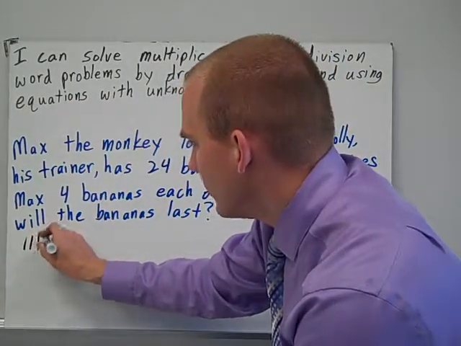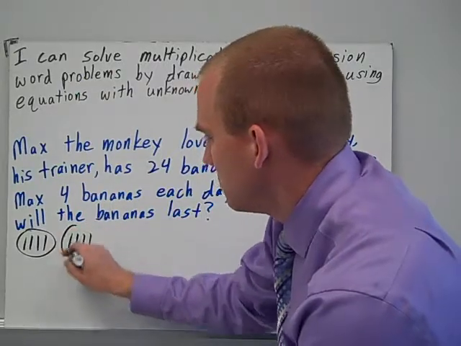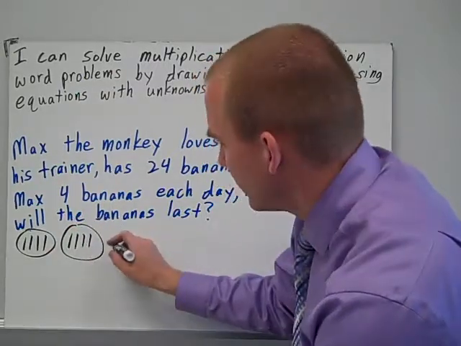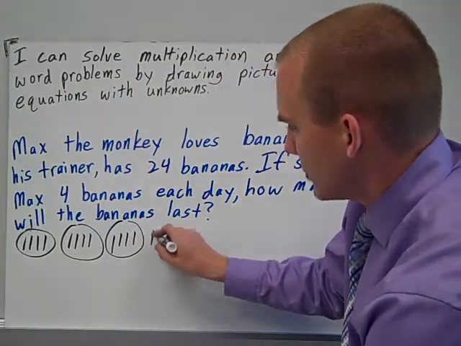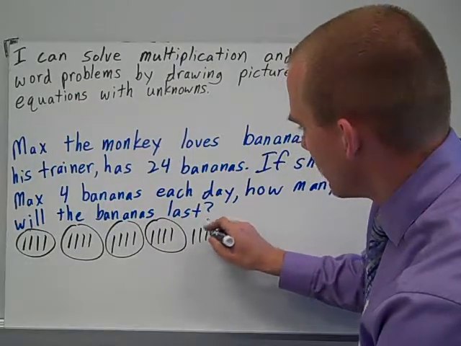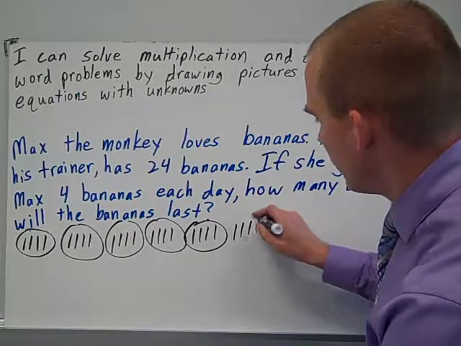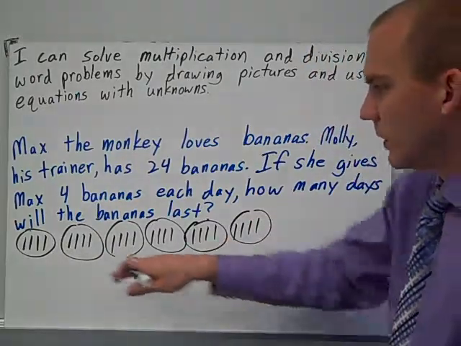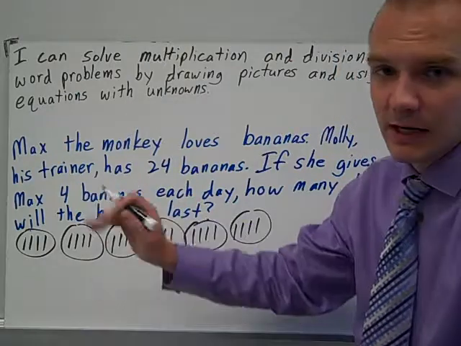1, 2, 3, 4. Okay. 5, 6, 7, 8. All right. Still have bananas left. 9, 10, 11, 12. Now we're at 3 days. 13, 14, 15, 16. 17, 18, 19, 20. 21, 22, 23, 24. So I've counted up 24 and put them into groups of 4. It's almost like I did 24 divided by 4.